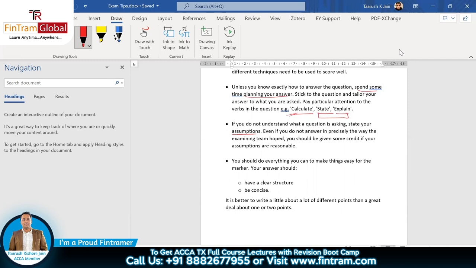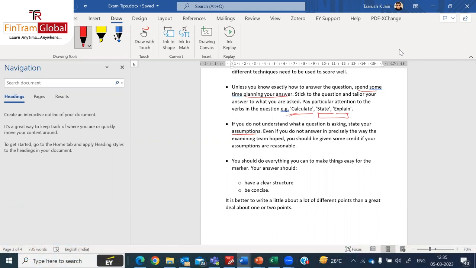So even if you don't get everything right, you will get some marks for the assumptions, for the basics that you write if they are reasonable. So it's important that if you are stuck, make sure you write, don't leave it blank. Write all that you understand about the question. Even if you're stuck, because you will get 1 or 2 marks, and that 1 or 2 marks might just make the difference. So it's important.